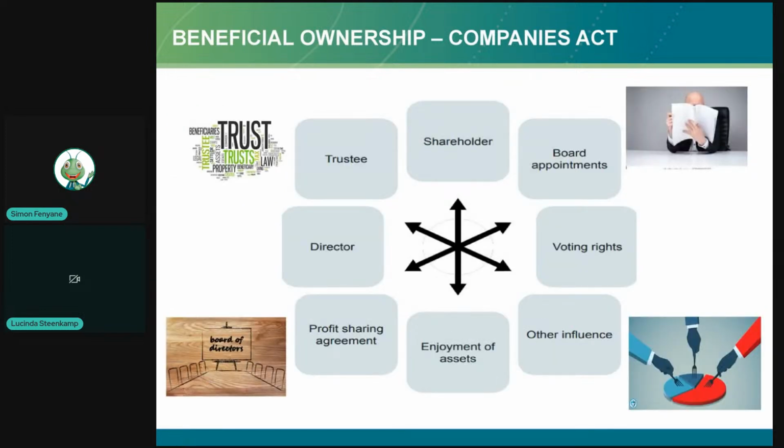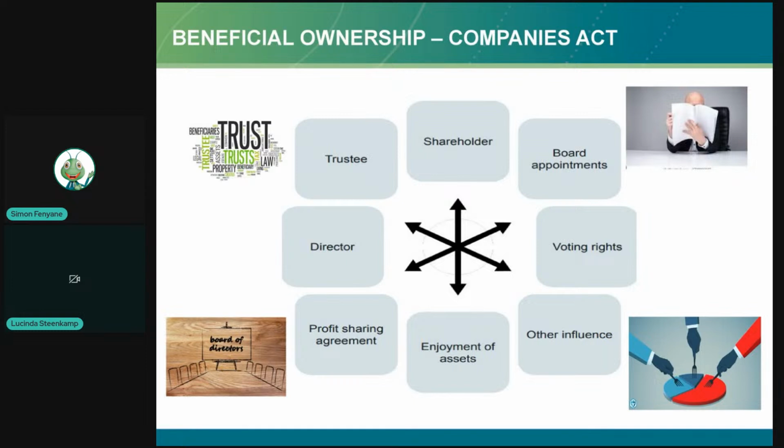So here's just to give you a quick oversight of, this is not an exhaustive list, but it gives you an oversight of the different beneficial owners that you can encounter in a company. As I mentioned, shareholders is the main one in terms of ownership, where we also have beneficial interest. Board appointments, section 66(4), where I indicated a person can be named to appoint or remove directors. Voting rights, the enjoyment of assets, it's a manner of ownership in terms of a company. Profit sharing agreement may be in place that allows a person to share in the profits of this company, which means that there is a matter of ownership applicable.